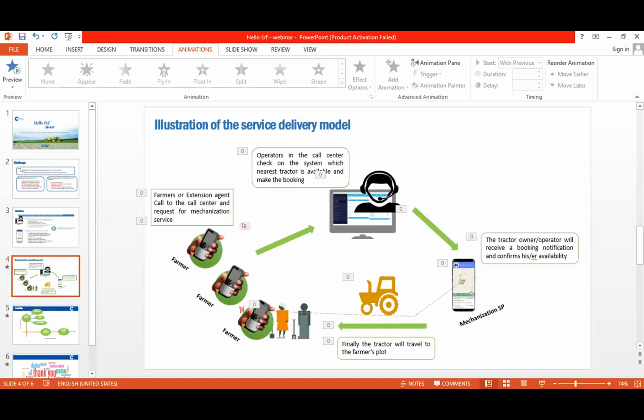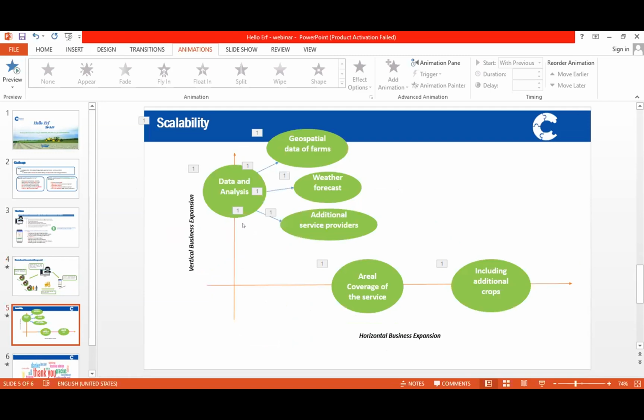In general, what we plan for the future is to expand the aerial coverage of the service and also include additional crops other than wheat, such as cereals. Vertically, we also want to diversify the service by leveraging the geospatial data of the farmers, like weather forecasts and other additional services linked up with delivery. So in general, this is what we are trying to deliver.